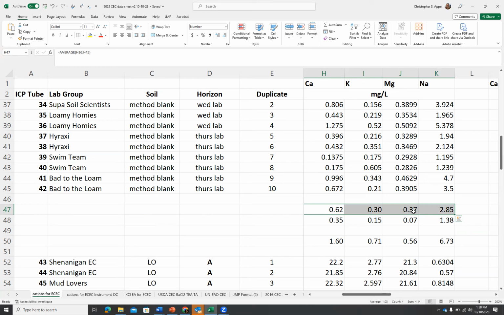Okay, so for now, somewhere, just go ahead and write down what your values are for calcium, potassium, magnesium, and sodium, and we want the average values.